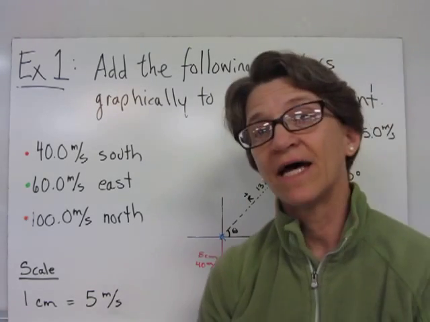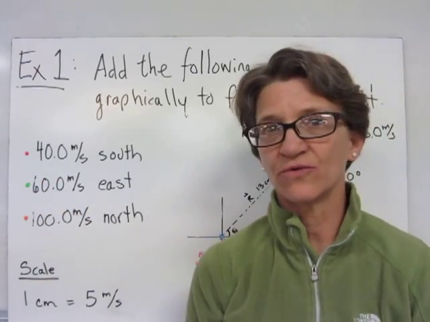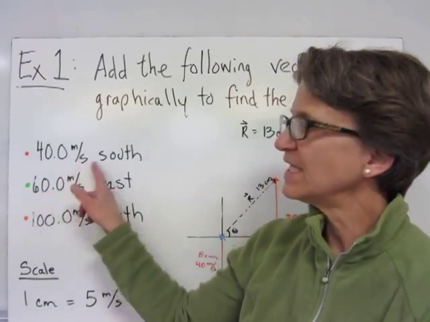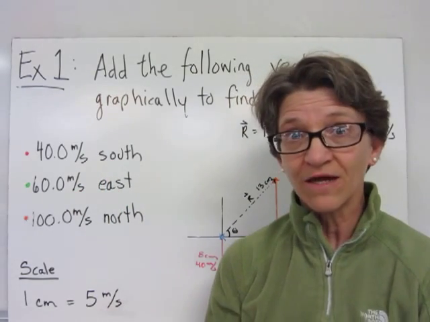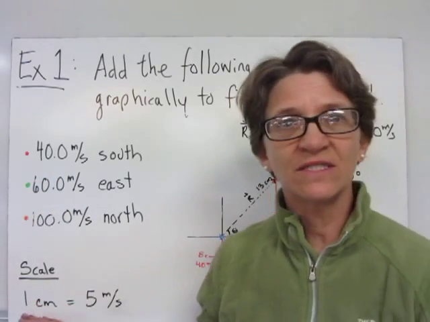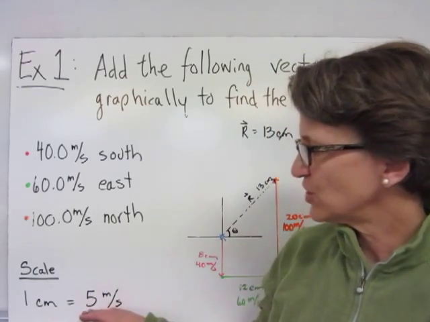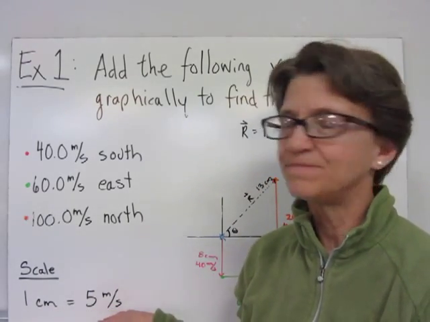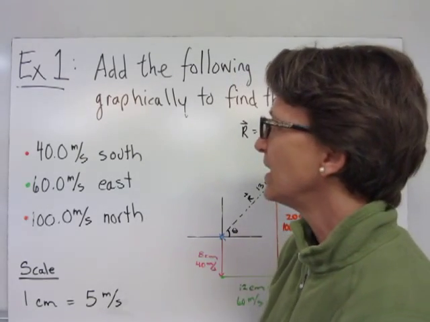A vector has magnitude, which is how big it is, as well as direction. We can represent each of these with an arrow pointing in the proper direction, and the length of the arrow tells you its magnitude. You have to decide on a scale. For this one, I've decided that 1 centimeter should equal 5 meters per second. I wanted to blow this up a little bit so you could see it.